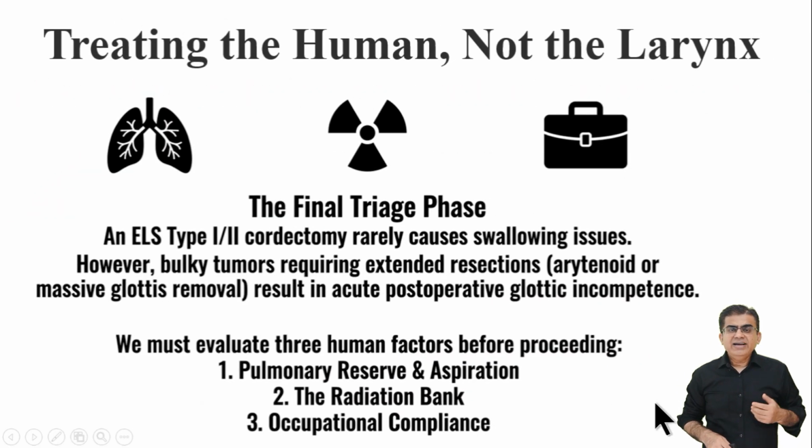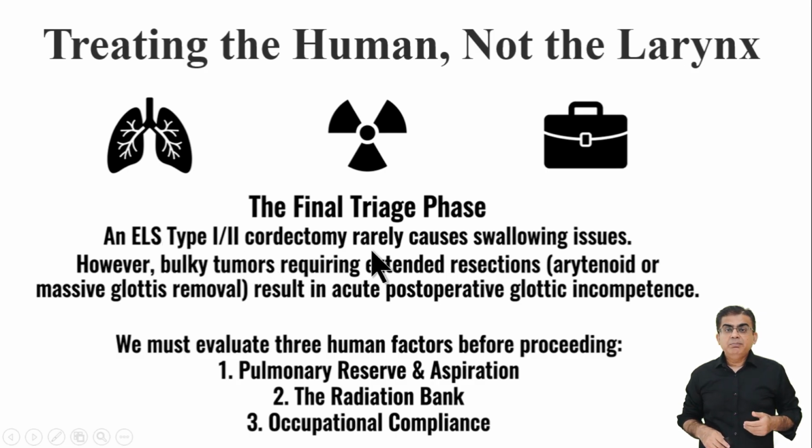Let us now enter the final phase of our pre-operative triage. We must treat the human being, not just the isolated larynx. A standard type 1 or type 2 cordectomy is generally very safe. The voice is good after these procedures. It rarely causes any long-term swallowing issue for the patient.